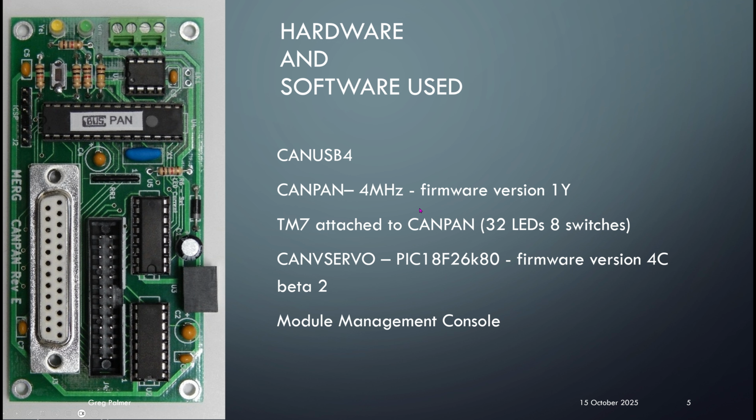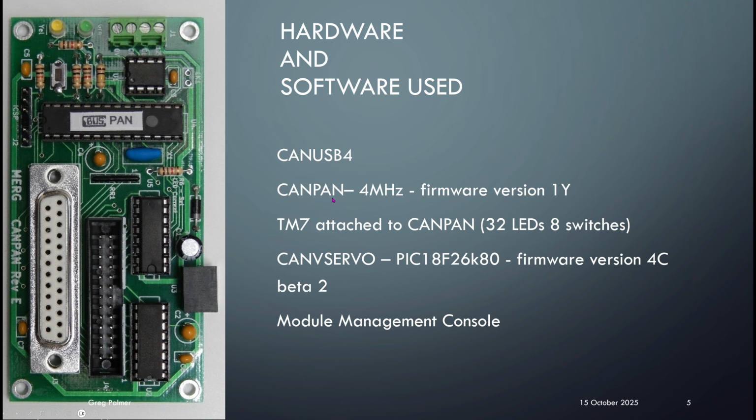Okay, hardware and software used. CAN USB 4 is the obvious choice for connection. It's the easiest and most widespread use. You can use other I/O modules in your layout, but it makes MMC quite easy if you're using CAN USB 4 because you can leave the connection in auto mode and it'll find it.